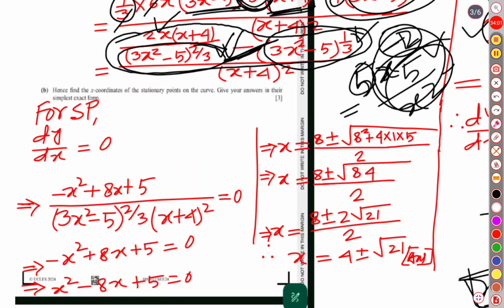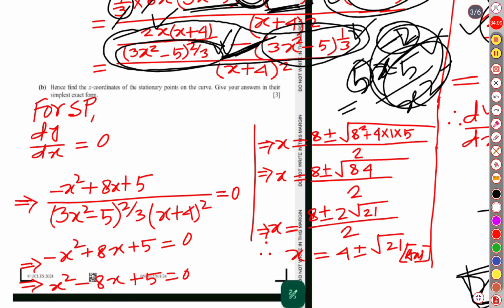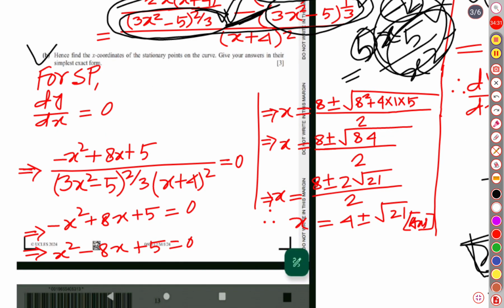We are still under the same question. This is question B. B says, hence find the x coordinates of the stationary points on the curve. Give your answer in their simplest exact form. That means they have told us to find the stationary points, and initially we have got the derivative of this function. This is actually a related question. Whenever a derivative is found, in most cases the question asks for finding the stationary point.